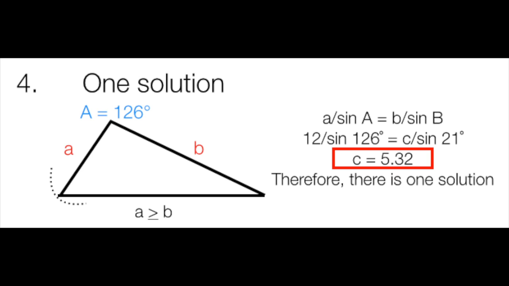There is only one answer because side B only connects to the other side in one place. There is no other possible answer for angle A or C because angle A is equal to 126 degrees and a triangle cannot have two angles greater than 90 degrees.